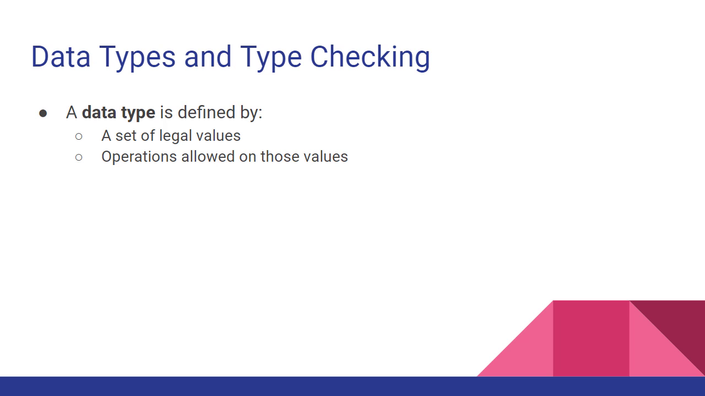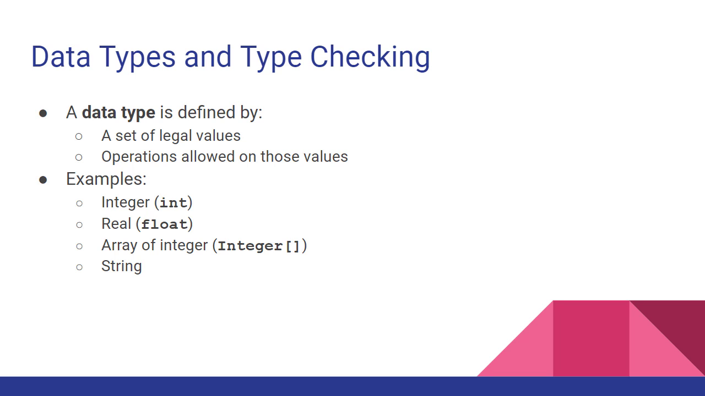So next, let's talk about data types and type checking, which is a really important consideration in the language you choose. So data types are defined by a set of legal values for that data type, the values that that data type can hold, and then the operations that you allow on variables of that particular type. Some examples that you should be familiar with: you can have integer types, real types, array types, string types, and many others. You can also have user-defined types.